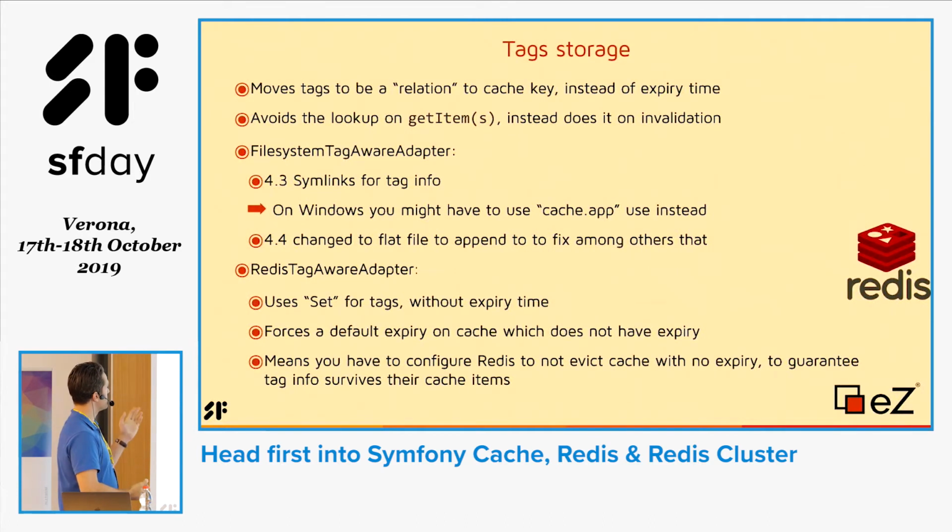So for file system in 4.3, that was symlink. Nicholas Grekas changed this now to a flat file, I think. He might work further on it before 4.4, but that's at least the current state to try to fix issues with running Windows, for instance. On Redis side, we use the set, so the data type I talked about earlier. And we set it, at least for now, without an expiry. So we make sure that this tag information is never removed. And then we have documented that you need to set the correct expiry time settings to enable this.